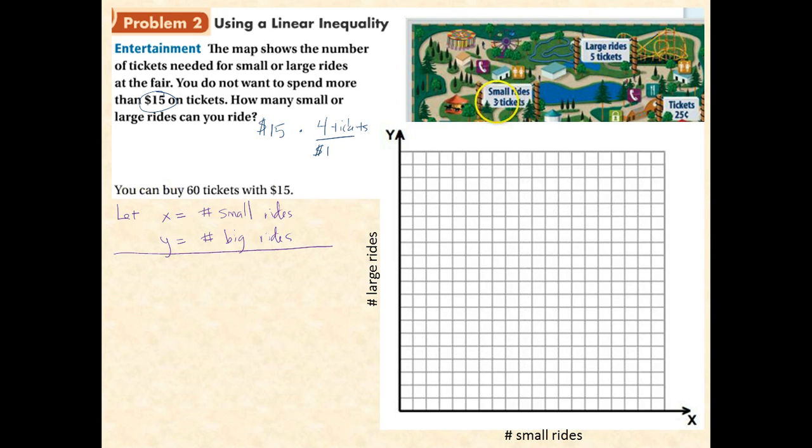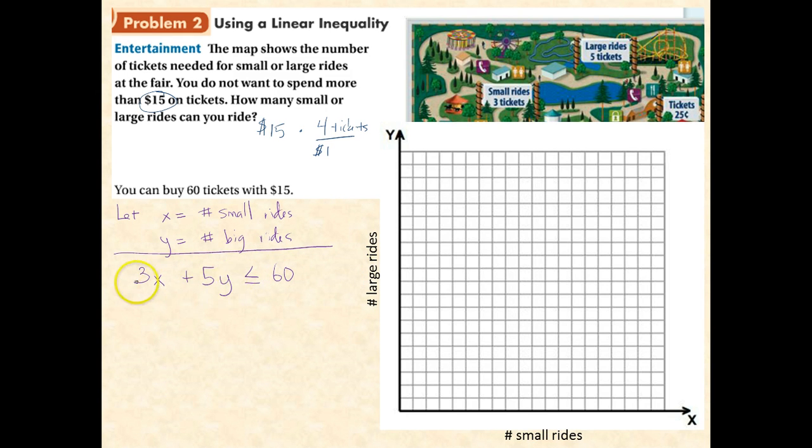So I'm going to spend 3 tickets times the number of small rides I go on plus 5 tickets times the number of large rides I go on, and that has to be less than my total number of tickets. So 3 tickets times the number of small rides plus 5 tickets times the number of big rides has to be less than or equal to my total of 60 tickets.